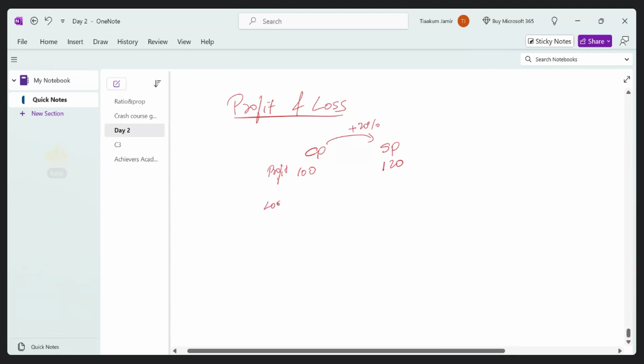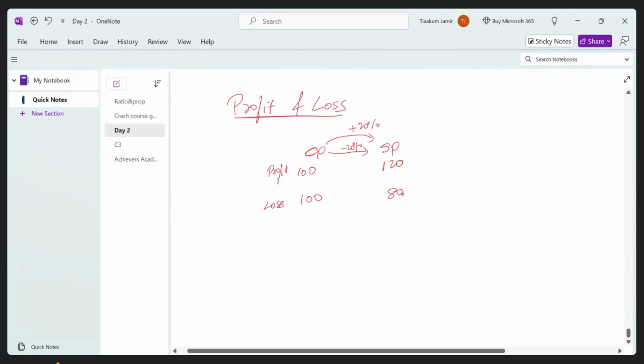But against loss, let's say 20% loss. That means the cost price is 100. With 20% loss, 20% of 100. Any percent of 100 is what? Any. That means 100 minus 20 will give us 80.